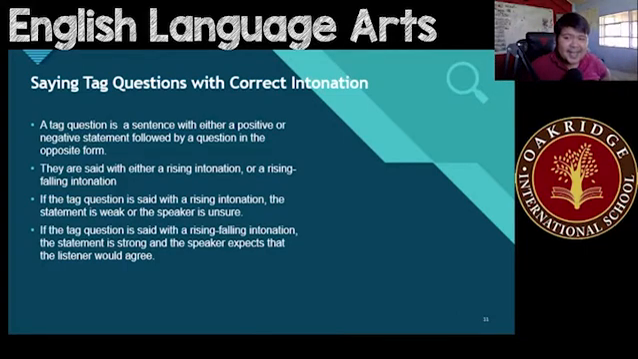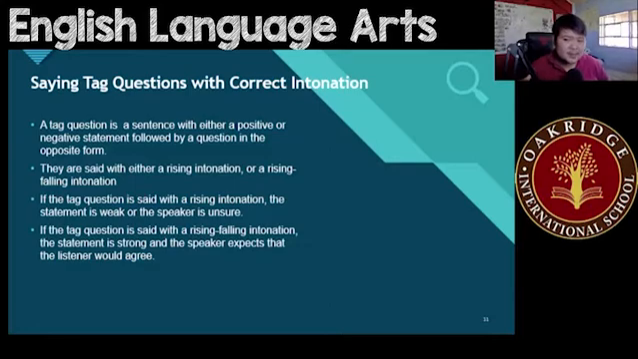A tag question, guys, these are sentences with either a positive or negative statement followed by a question in the opposite form. So for example, if your statement is positive, the question is in negative. If your statement is negative, the question is in positive. They're said with a rising intonation or a rising falling intonation.